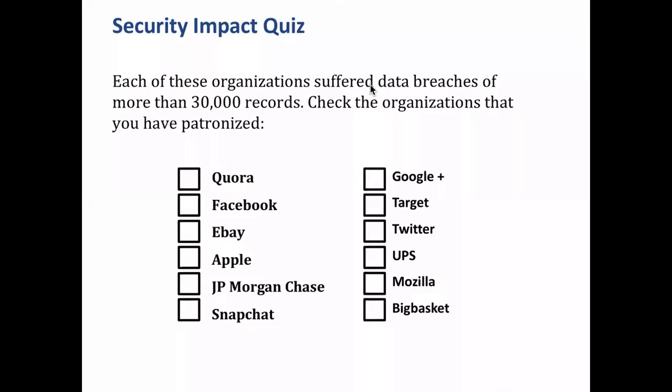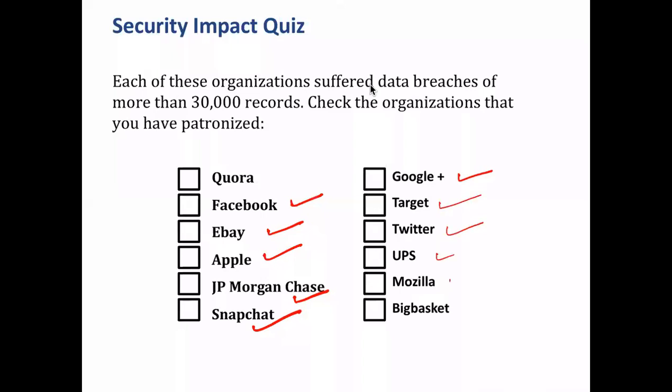some of these organizations you would have used, right? Like Quora or Facebook. I'm sure all of you must have a Facebook page. eBay, some of you might have used. Apple, JP Morgan Chase is not really India-centric, but it's a big financial institution in the US. Snapchat is becoming popular. Some of you may have a Snapchat account and use it. Google Plus, many of you would have used. Target is a big superstore in the US, not really relevant to us here in India. Twitter, many of us are using it.